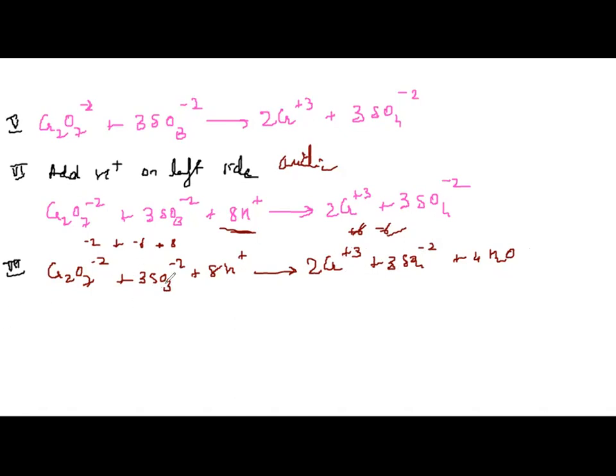So 3 3s are 9. 9 plus 7 is how much? 16. So here you can balance it by writing so. Okay, so this is the oxidation number method.